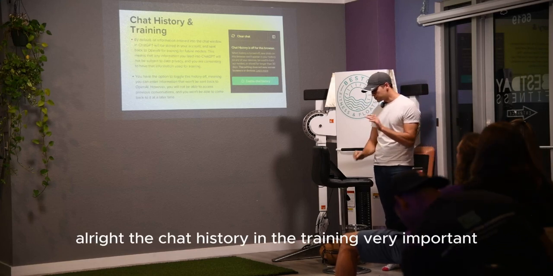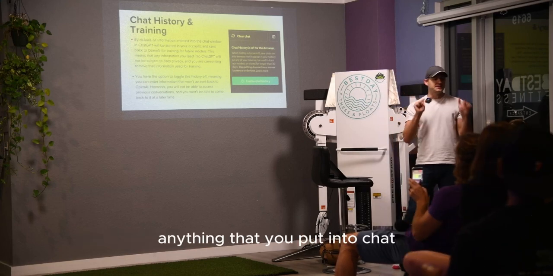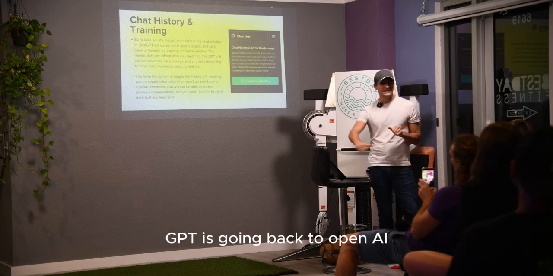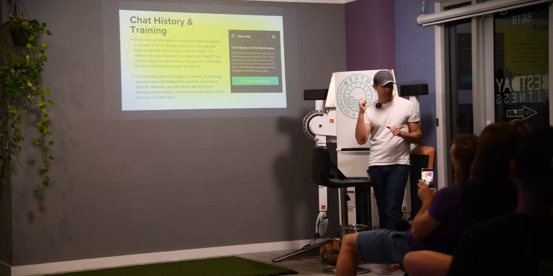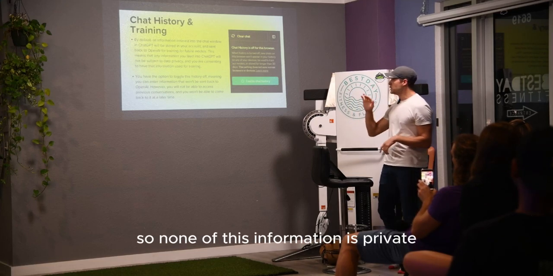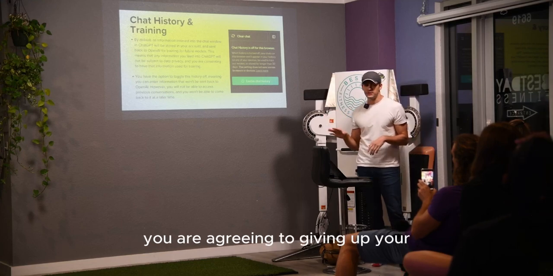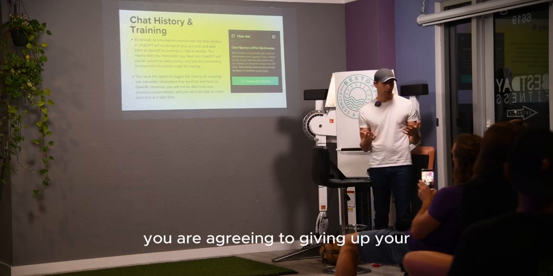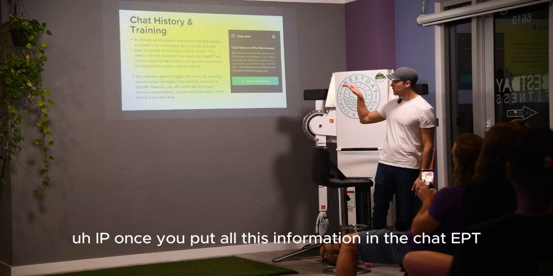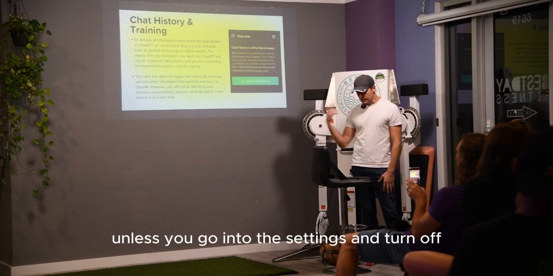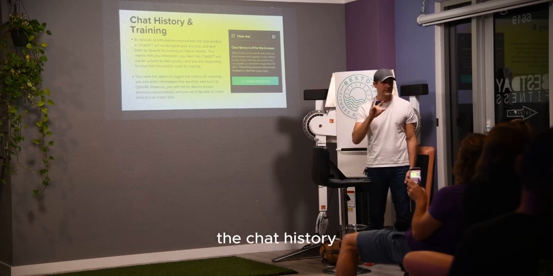All right, the chat history and the training, very important. Anything that you put into ChatGPT is going back to OpenAI. Just be aware of that, right? So none of this information is private. You are agreeing to giving up your IP once you put all this information into ChatGPT, unless you go into the settings and turn off the chat history.